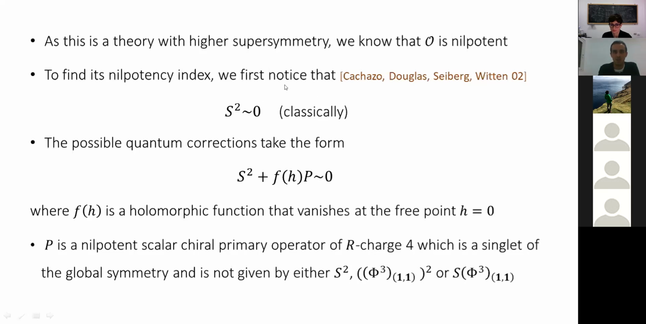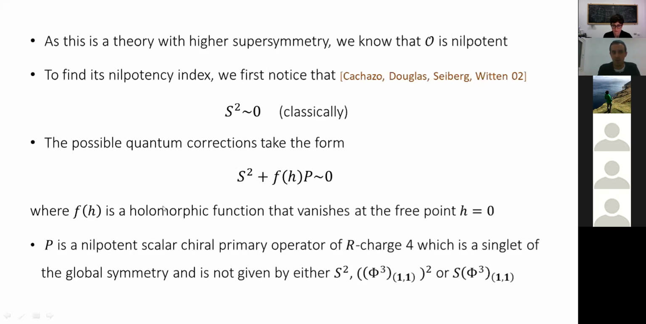And this was shown for general SU(N) gauge group in a paper by Kachru, Douglas, Seiberg, and Witten. So this is a classical relation, and what we would like to do is to find whether it receives quantum corrections in the full quantum theory. To do this, we investigate this more general relation. So the possible quantum corrections can only take this form.